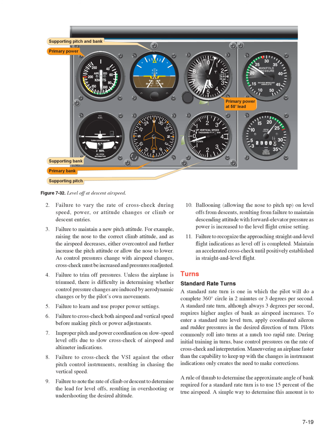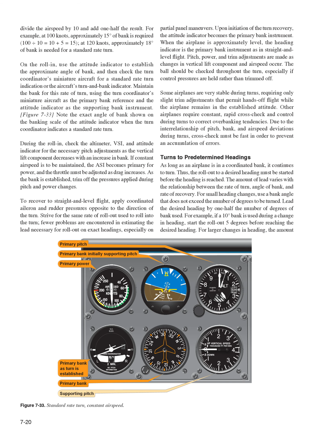A simple way to determine this amount is to divide the airspeed by 10 and add 1/2 the result. For example, at 100 knots, approximately 15 degrees of bank is required. 100 divided by 10 equals 10, plus 5 equals 15. At 120 knots, approximately 18 degrees of bank is needed for a standard rate turn.